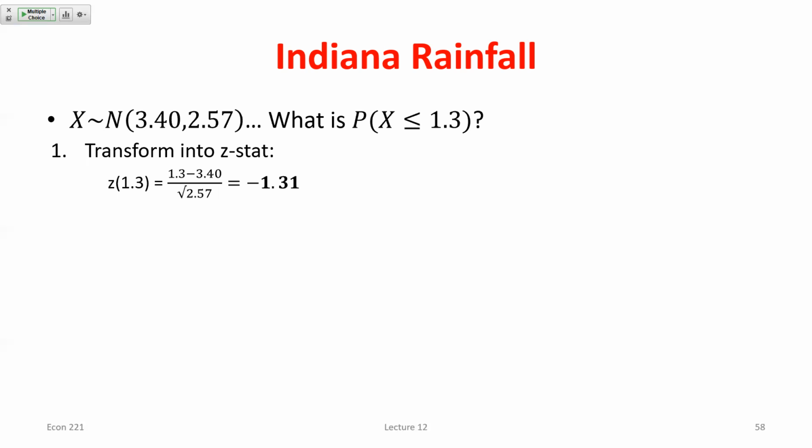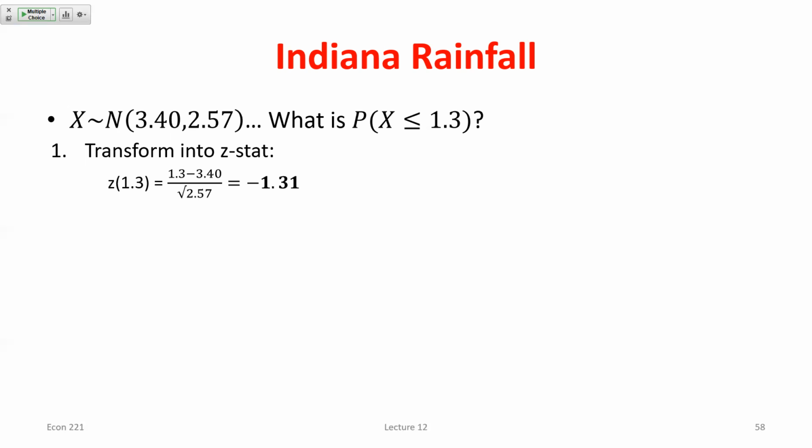So once I have the z-score, all I do is go to my table, look up negative 1.3, go over to the 0.01 column, that's the second decimal, and it'll tell me the probability of seeing that z value or anything below it. So if I do that, I look up negative 1.3, what do I get here? 0.0951.